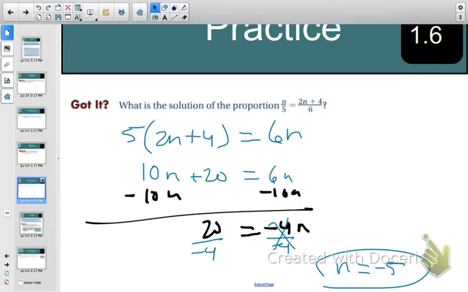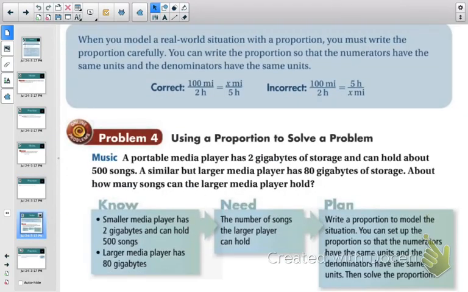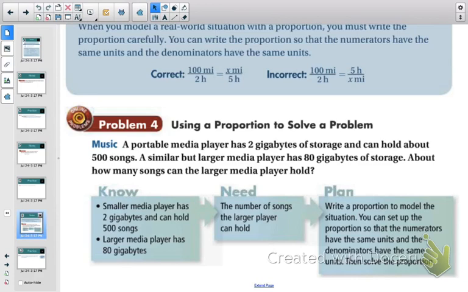Moving on. Modeling real-world situations with proportions. You must write the proportions so they have the same units across from each other. So for example, 100 miles in 2 hours. If you're writing a proportion to that, you need to have miles on top and hours on bottom, so x miles over 5 hours. What you don't want is 100 miles over 2 hours equals 5 hours over x miles. You've got to have your units match up. So let's look at this problem here.